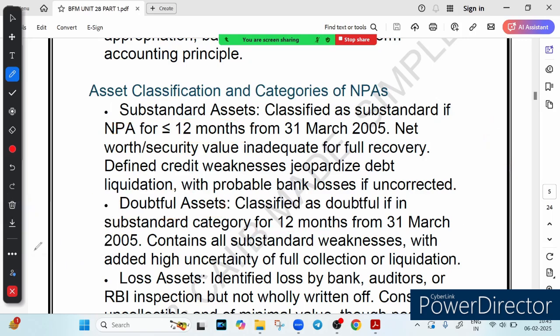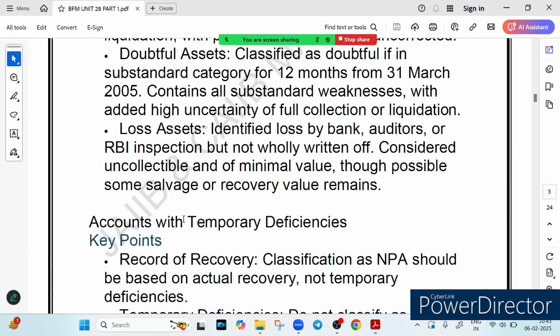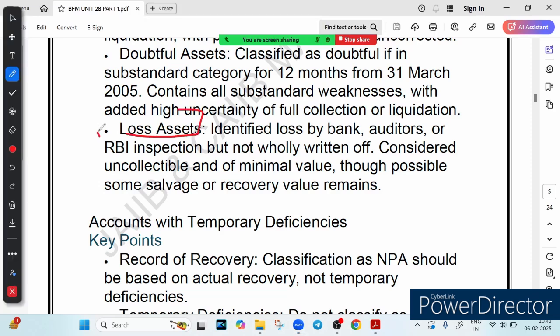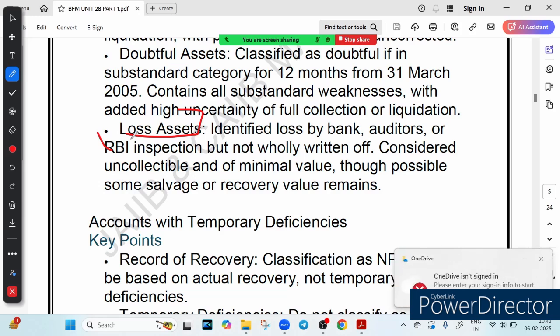So we come to know what is substandard and what is doubtful. Now let's talk about the loss asset. What is the meaning of this term? This is the last stage, the worst case scenario. A loss asset is a loan that the bank, its auditor or RBI has officially identified as a complete loss. I told you it is a three-stage process. The first stage was substandard, the second stage is doubtful, and the third stage is loss.